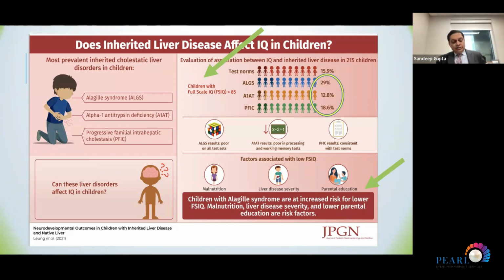So this paper raised the question: if we are able to decrease the liver disease severity in patients with such conditions by using drugs like maralixibat or odevixibat, will it improve their neurodevelopmental outcomes? More studies for the future.